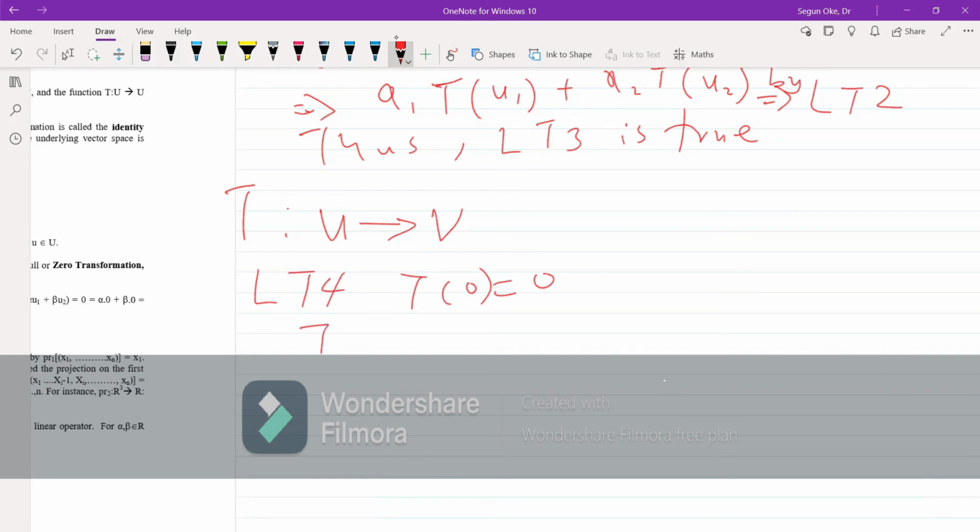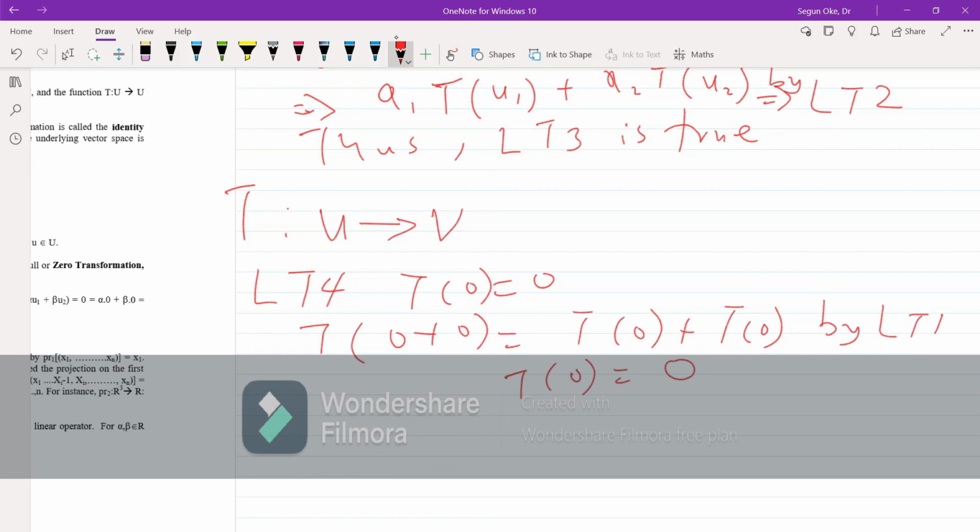Since T of 0 plus 0 is equal to T of 0 plus T of 0, that is by LT1. Then when you subtract both sides, you get T of 0 equals 0. So all these things are very important.